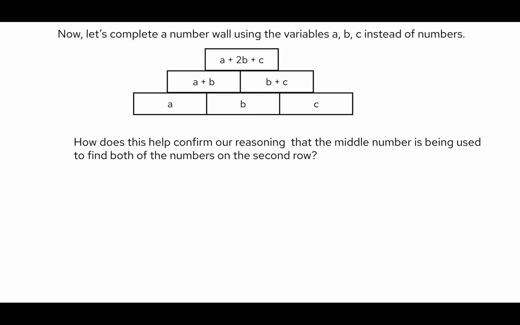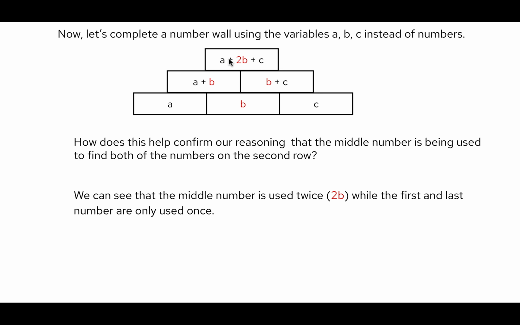So now how does this help confirm our reasoning that the middle number is being used to find both of the numbers in the second row? Well, I saw here that this is the 2B. So you have a B here, and you are using it twice. You use it here to the left and to the right, where the A is only used once and the C is only used once.